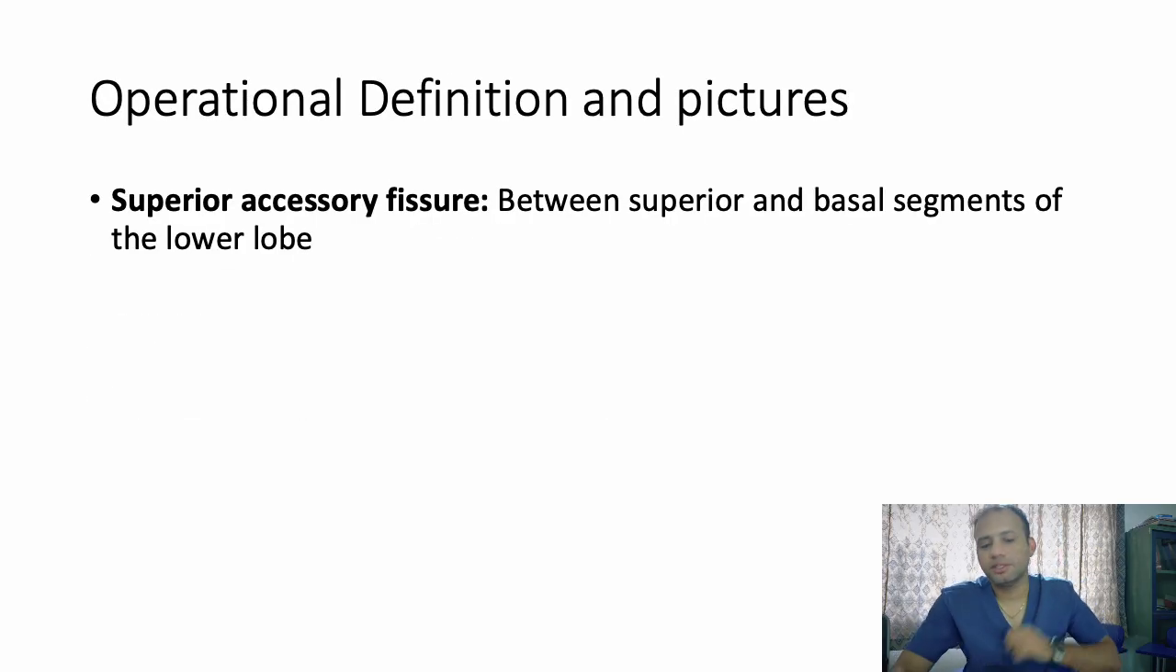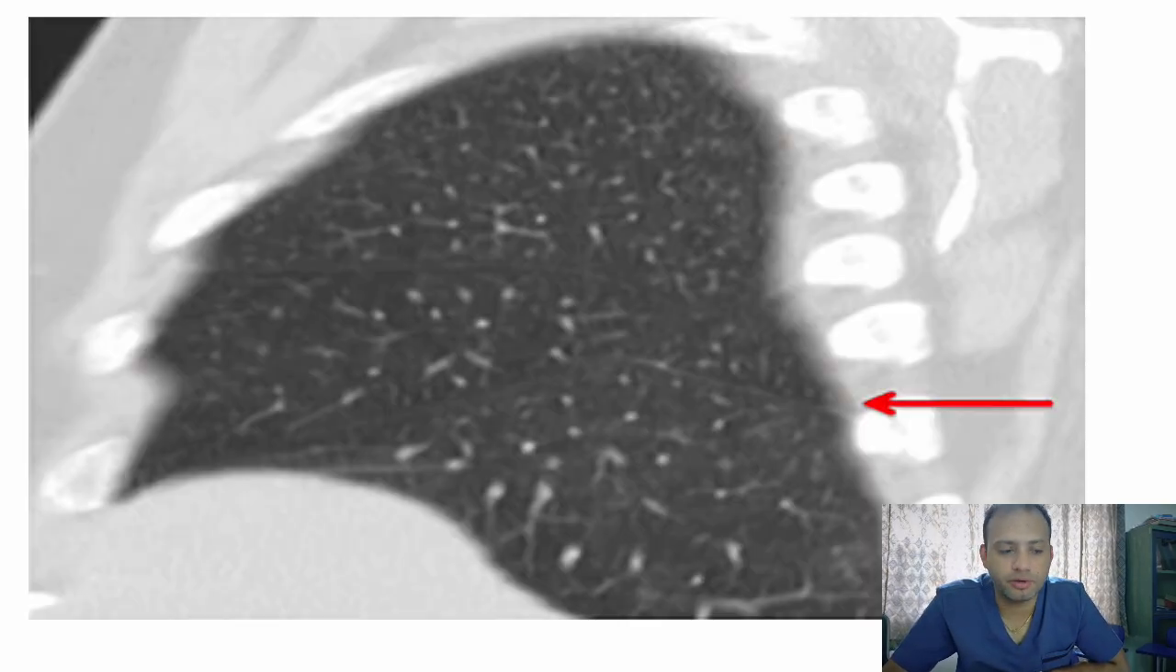So the operational definition and the pictures shown in the article was the superior accessory fissure that was between the superior and basal segment of the lower lobe. So we can see the indented fissure. It separates the basal segment and the superior apical segment of the lower lobe. So this was a complete superior accessory fissure in the picture.